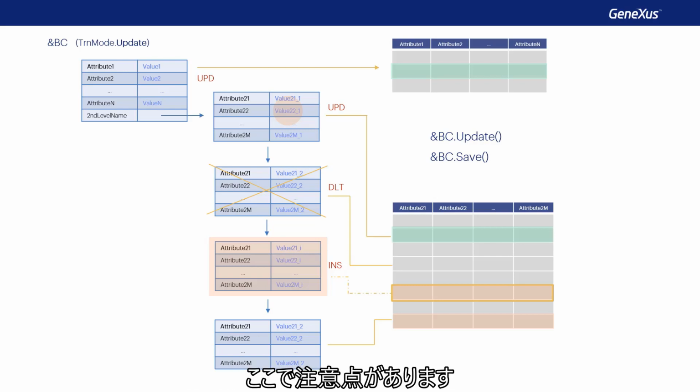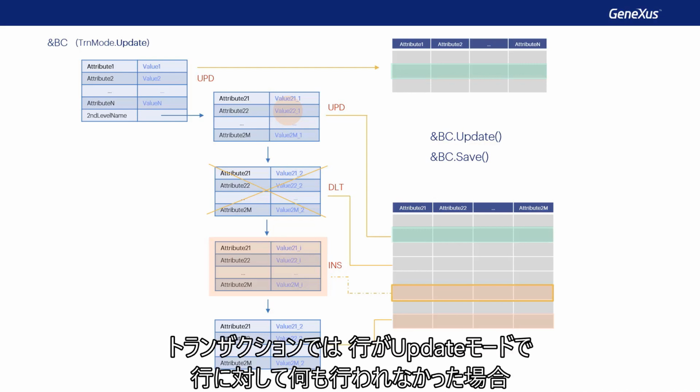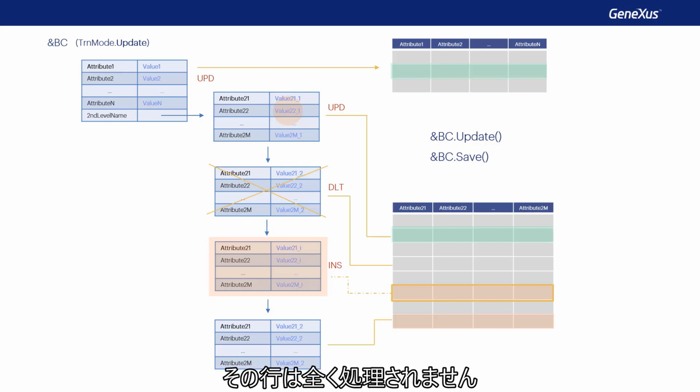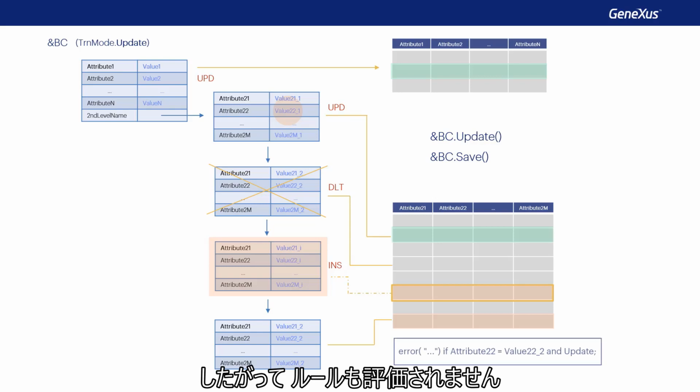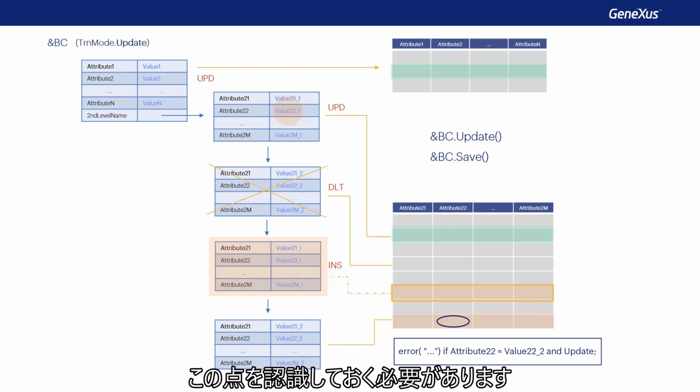Now, a word of caution. At the time this video was recorded, it was being reviewed whether to change this behavior so that the business component works in the same way as the transaction. In the transaction, if a line is in update mode and nothing is done to it, that line is not processed at all. Therefore, not even rules are evaluated for it. However, for the BC, since the line is processed, because it's updated anyway, its rules will be evaluated and triggered. It's important to be aware of this.